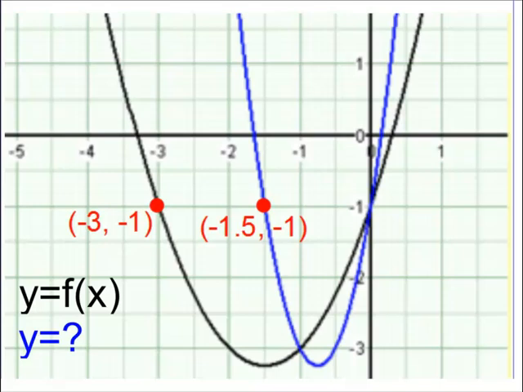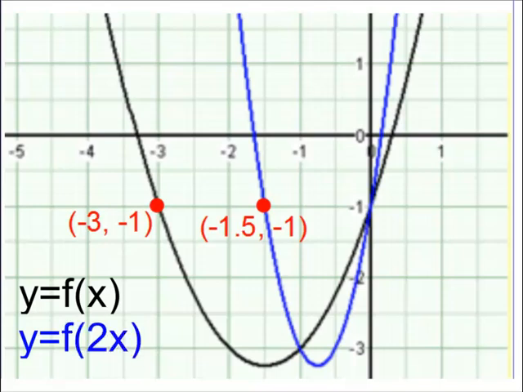So try this on your own, please. Just press pause and have a go at it. When you're ready for the answer, press play. Focus in on the points and see what's happening. So the black curve becomes the blue curve. So what is the equation of the blue curve?